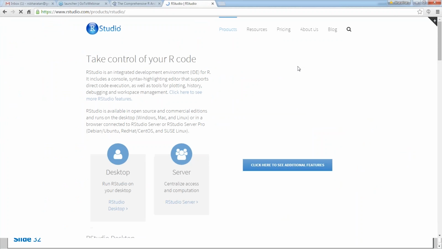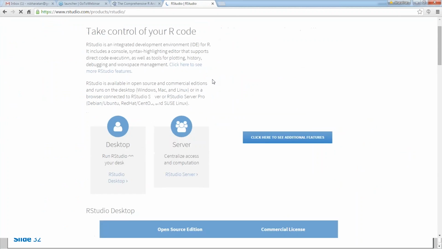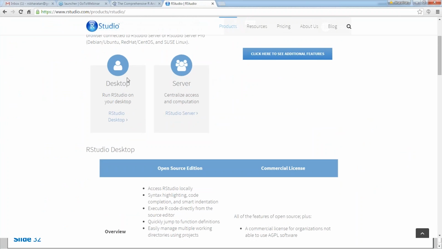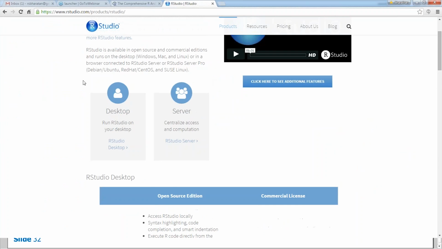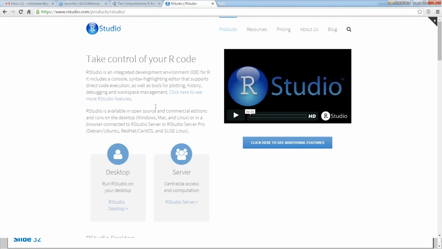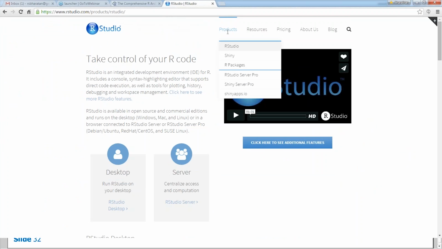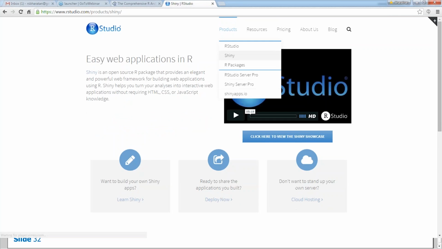So let's go in here. You should download the RStudio IDE or desktop version from here. And you could look through other products that RStudio offers. One is the RStudio IDE itself, which is very simply called RStudio, and then Shiny, which is a visualization product, as I was saying some time ago. And then you also have RStudio Server versions.